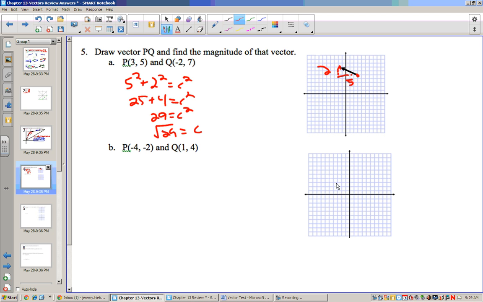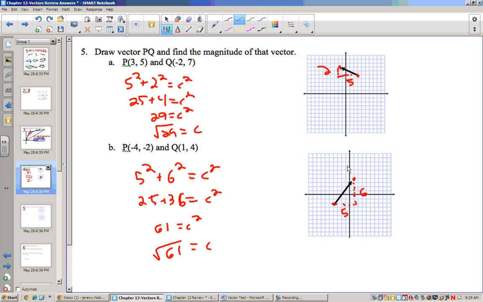We'll do the same thing down here. I'm going to go 4 to the left, 2 down, 1 to the right, 4 up. Now I'm going to go from P to Q. Now from -4 to 1, I moved over 5 units. From -2 to 4, that's going up 6. So I have to do 5 squared plus 6 squared is equal to c squared, or 25 plus 36. So that would be 61. So the square root of 61 is that distance, or that magnitude.